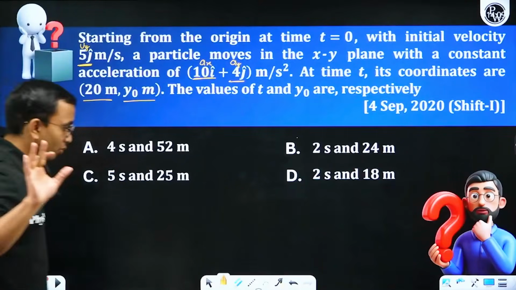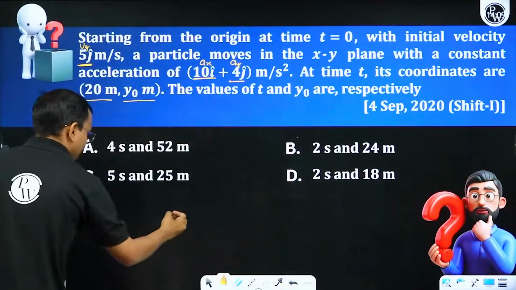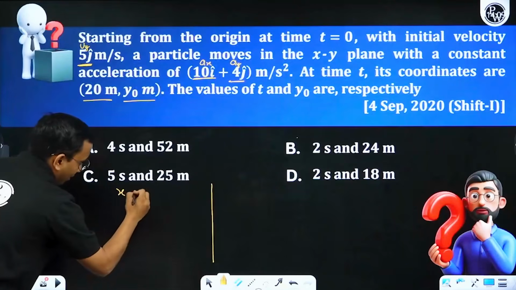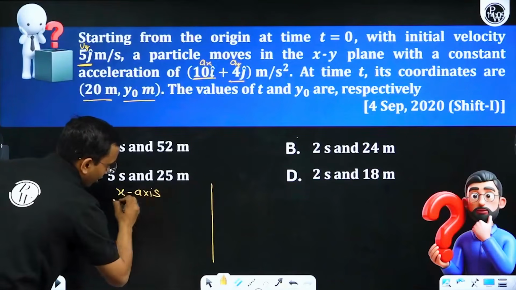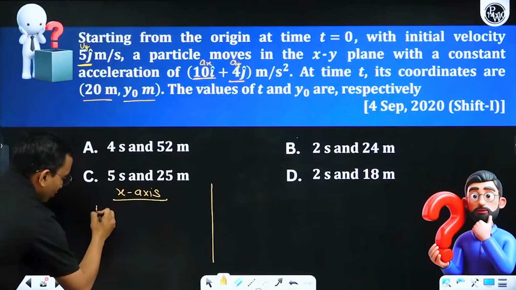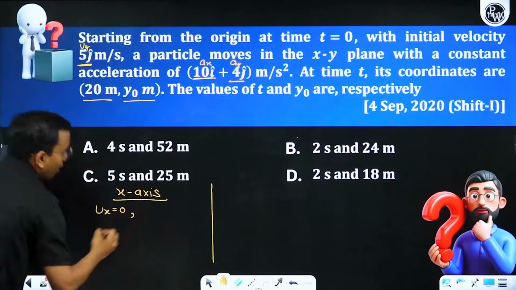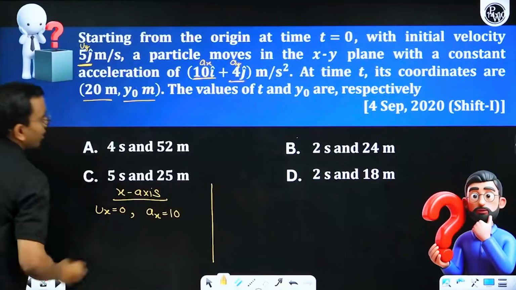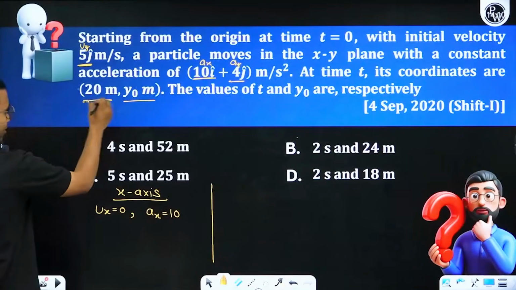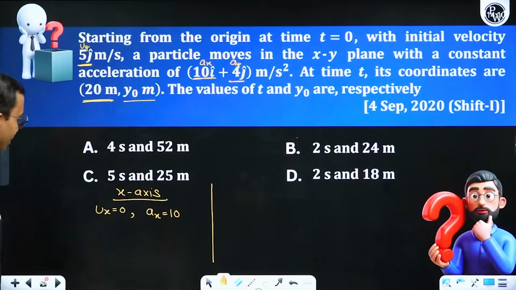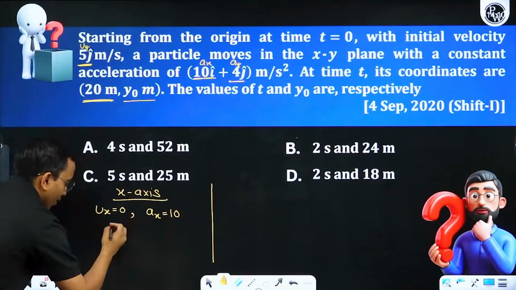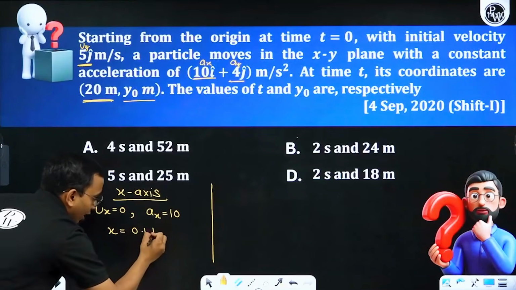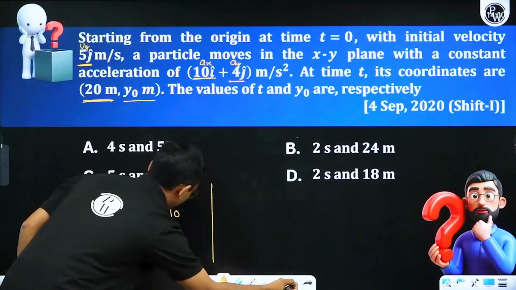Now I am writing equation only along x-axis first. Let us separate that. So first, let us analyze motion along x-axis. My ux is 0, ax is 10. When the position along x-axis will become 20, I'll say x is equals to ut plus half at square. So x is uxt, that is ux is 0, so 0 plus half at square.